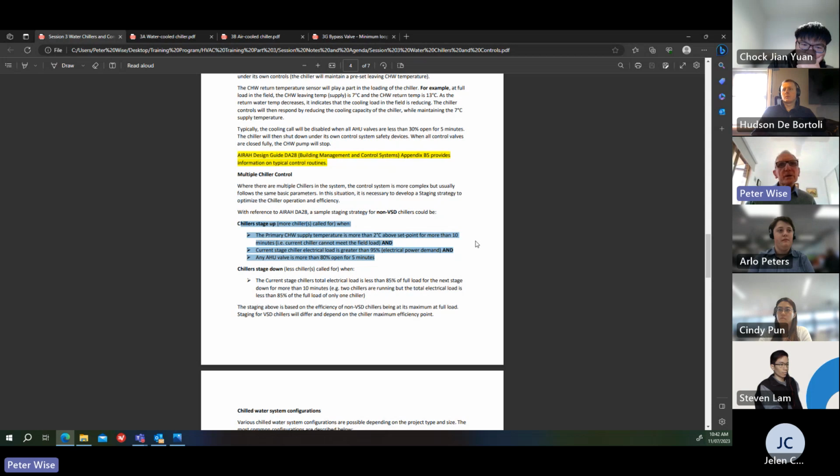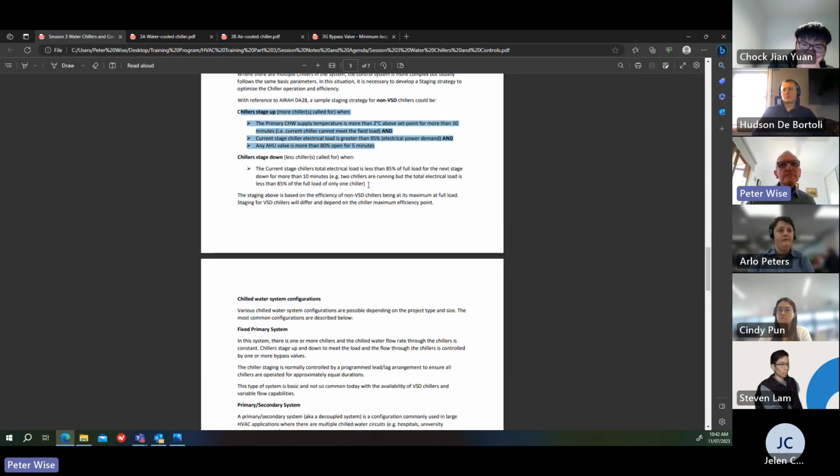Chillers stage down, or less chillers are called for, when the current stage chiller's total electrical load is less than 85% of full load for the next stage down for more than 10 minutes. It's a bit of a mouthful, but really it's quite simple. For example, 2 chillers are running, but the total electrical load is less than 85% of the full load for only 1 chiller. So that means that 1 chiller can satisfy the load. So you can turn the second one off and let it run on 1.